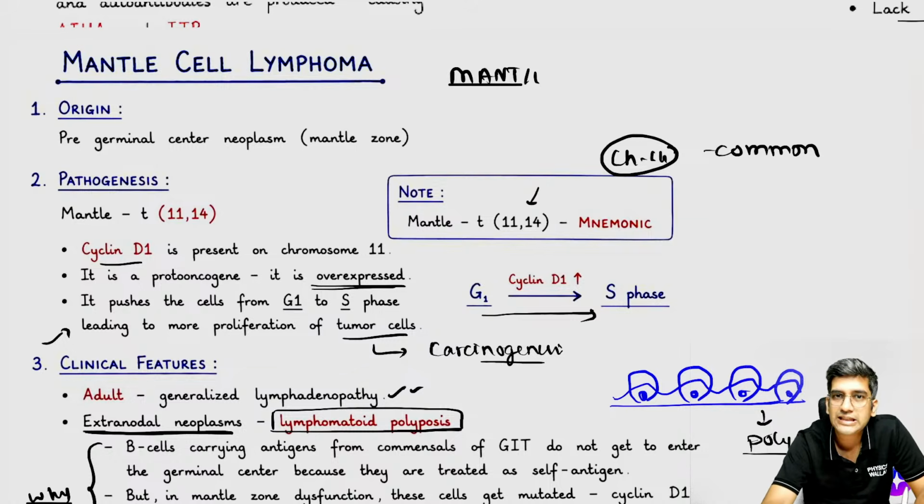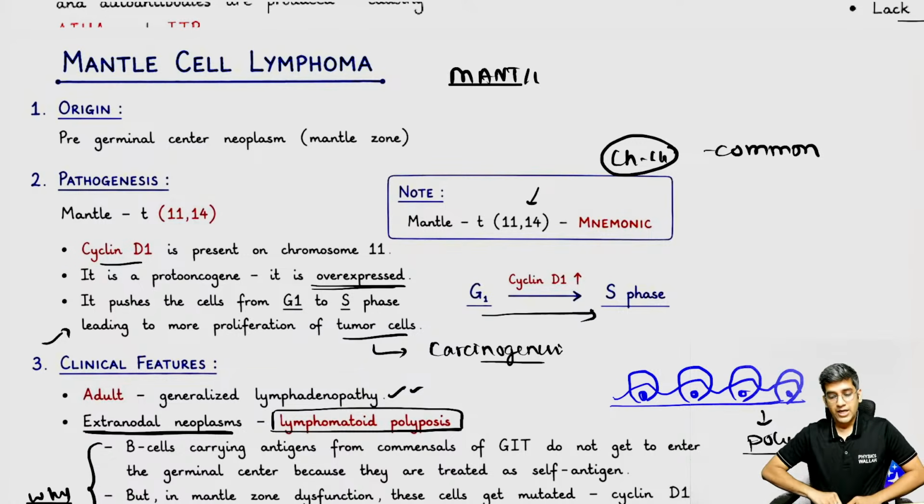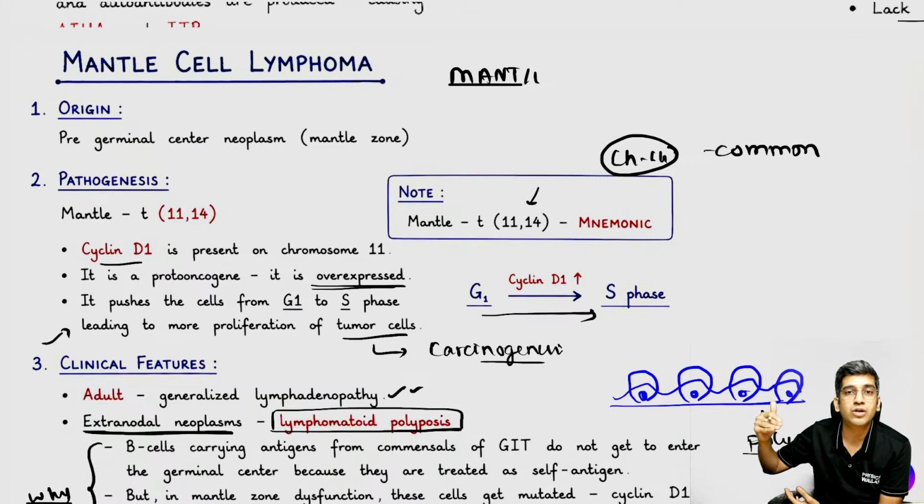BCL2 is a gene which you must have read in apoptosis, right? BCL2 is an anti or pro-apoptotic gene? You know the answer. Anti-apoptotic gene, pro-apoptotic gene. BCL2, whichever has L, has a longer life, which is an anti-apoptotic gene, right? Perfect. So when there's an overexpression of BCL2, there is more and more anti-apoptotic effect, which results in longer life of any cell.